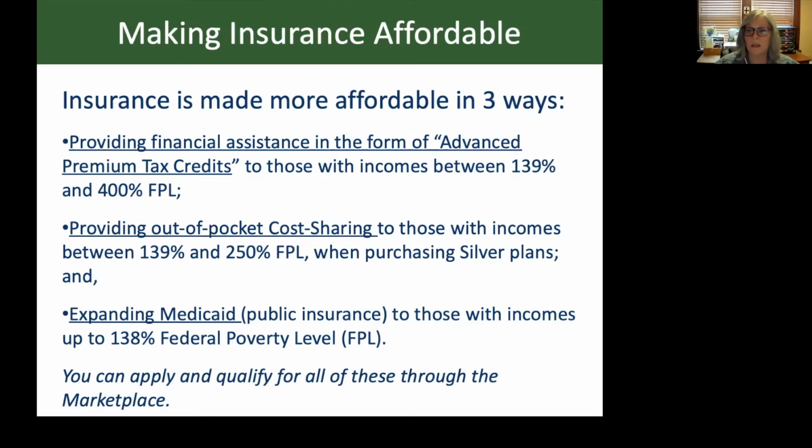And then a huge way that the Affordable Care Act made health insurance more affordable is by allowing for the expansion of Medicaid to those who have incomes up to 138% of the federal poverty level. This was huge, and we are so glad that the state of Illinois chose to expand their Medicaid, because now people who worked in restaurants or bars or jobs basically that paid lower wages could now actually qualify for Medicaid.